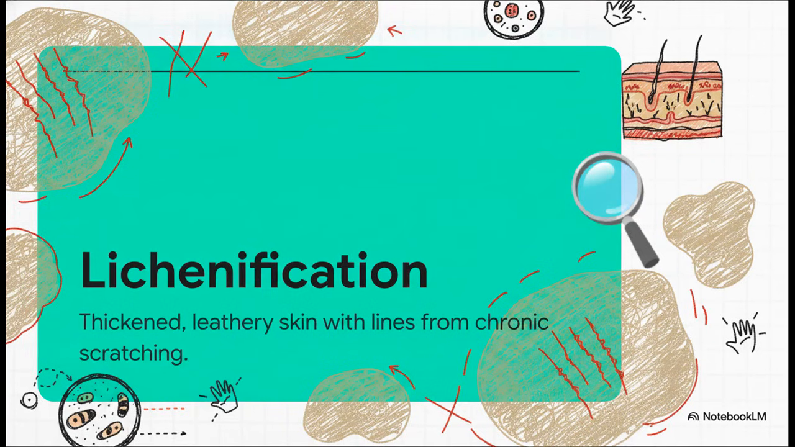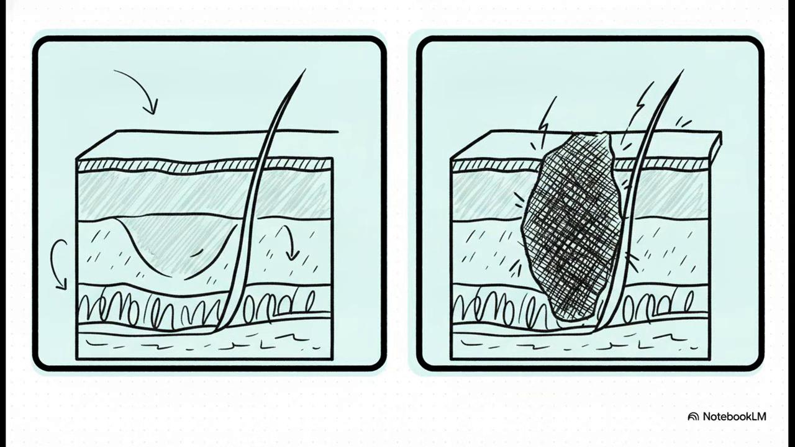Chronic scratching leads to lichenification. The skin gets thick and leathery, acting like a history book of chronic itching. You've also got to distinguish tissue loss, known as atrophy, from scarring, which is just tough fibrous replacement tissue.